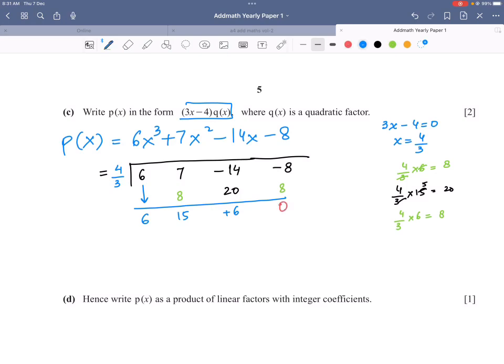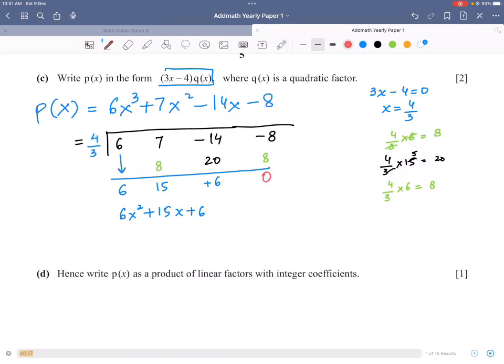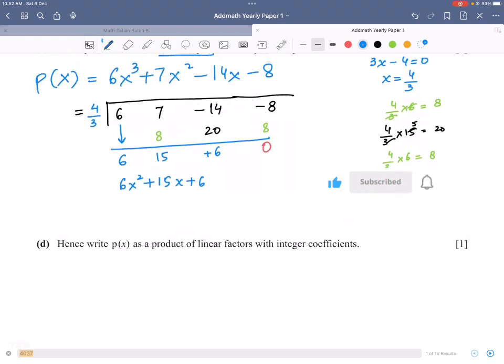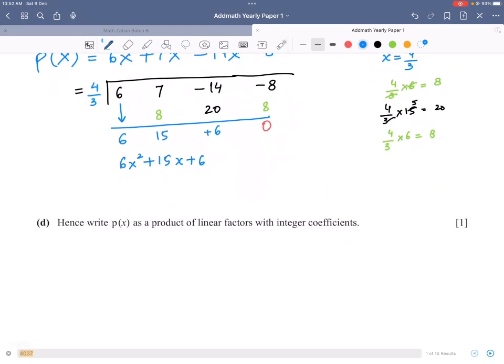So the quadratic equation will be 6x square plus 15x plus 6. That is the quadratic equation. Alright, and after this one, hence write p(x) as a product of linear factors with integer coefficients. So the first factor we have is 3x minus 4.